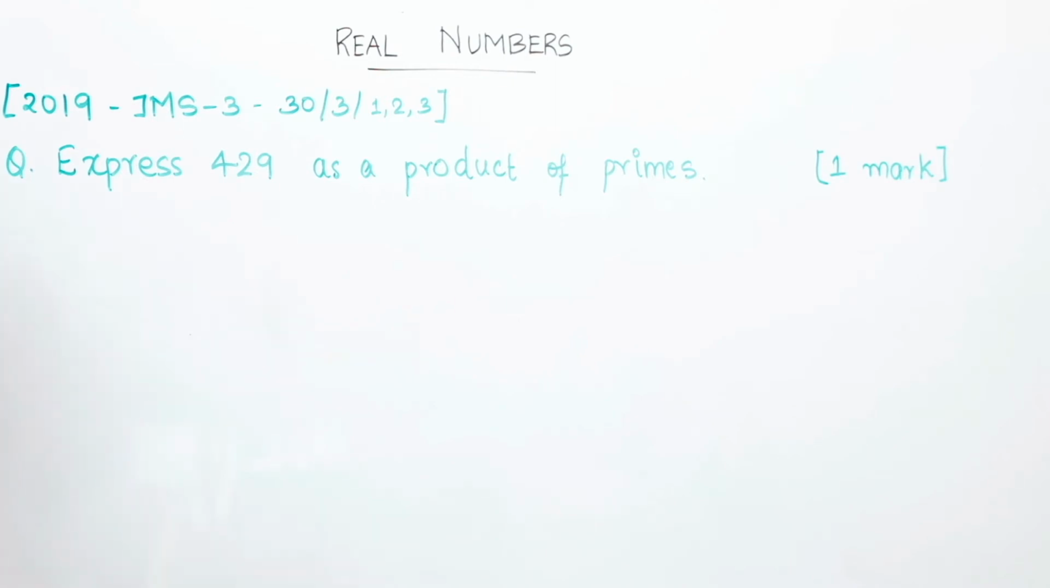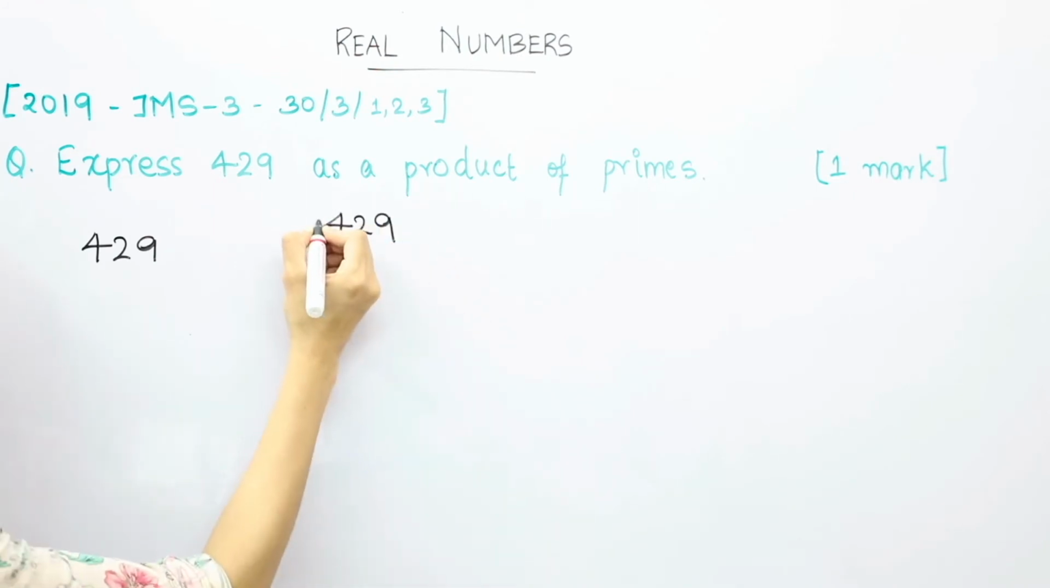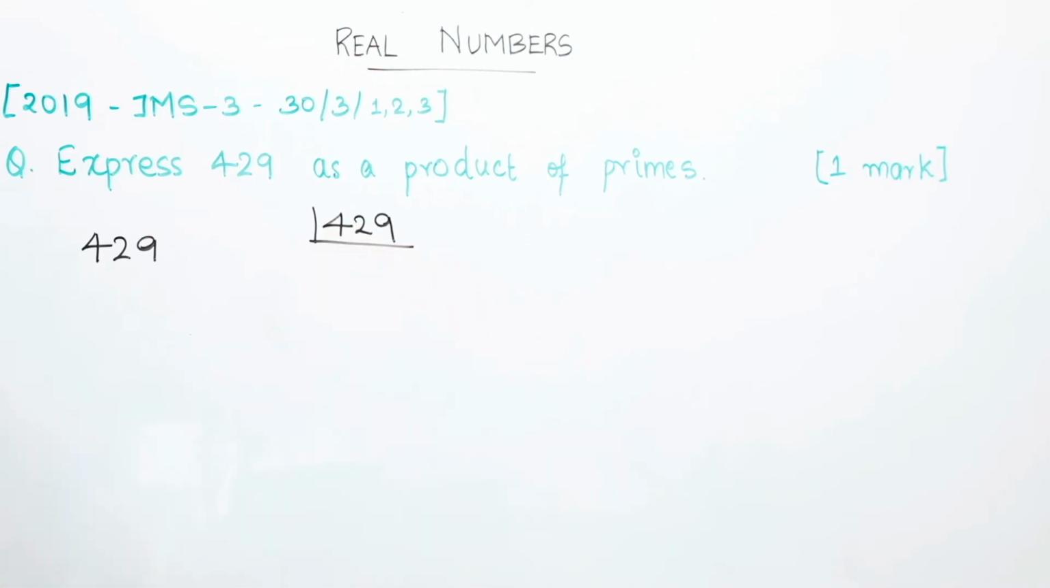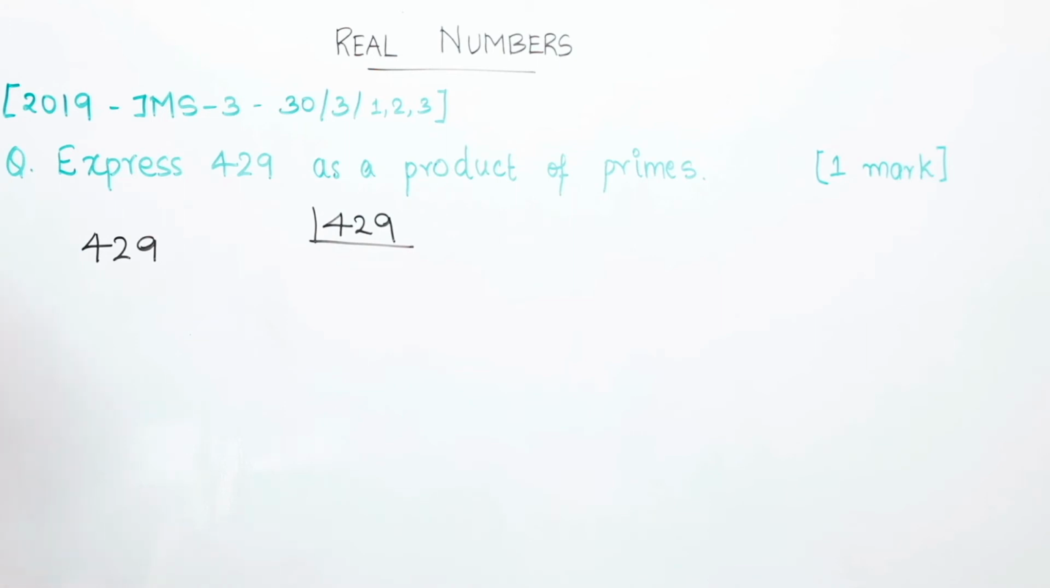So how do we do this? Let's find the prime factors of 429 using prime factorization. In prime factorization, we start by dividing the number by the first prime number, which is 2. As you can see, 429 is an odd number, so 2 will not divide 429. So let's move to the next prime number, which is 3. 3 1s are 3, 1 remainder, 12, 3 4s are 12, 3 3s are 9. So 3 will divide 429.